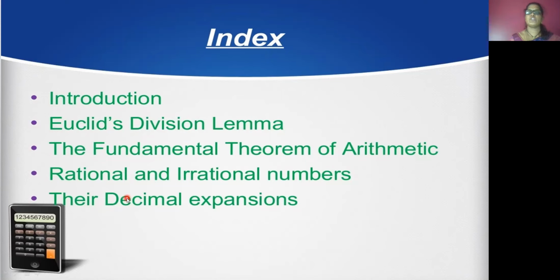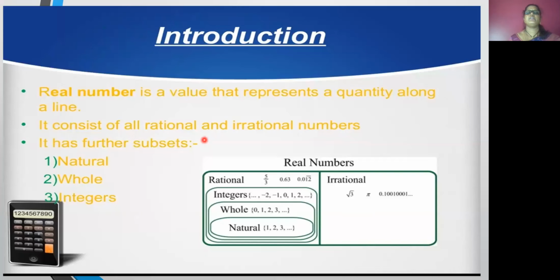Shall we move on to the first concept, Euclid's division lemma? Do you know what real numbers are? Can you recall what a real number is? A real number is a value that represents a quantity along a line. It consists of rational and irrational numbers. Exactly. What is rational? Can anyone say?